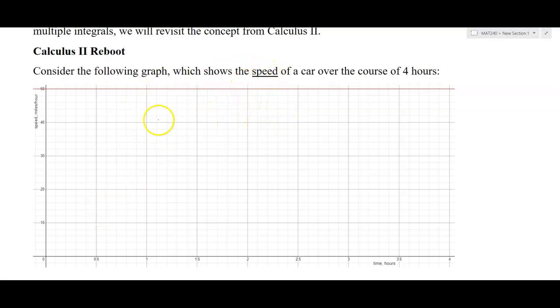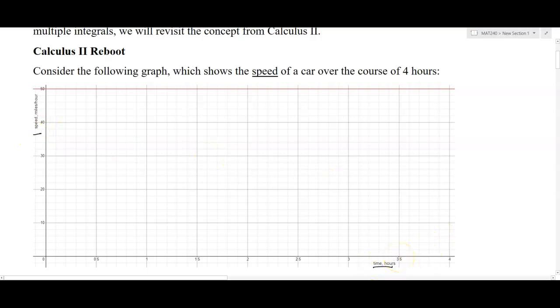So here we have a graph, and this graph shows the speed of a car over the course of 4 hours. The red line indicates that the car is traveling at a constant speed of 50 miles per hour over the course of all 4 hours. Notice that we have speed along our vertical axis and time along our horizontal axis.